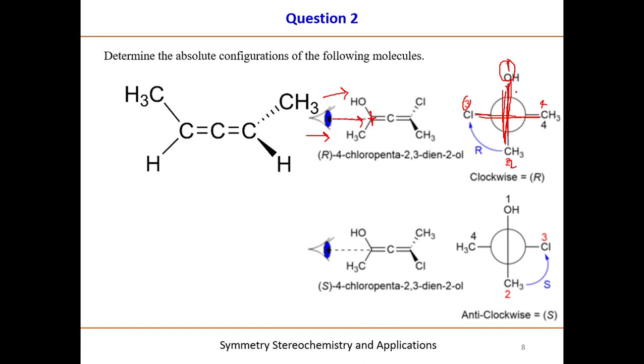Now you can see here 1, 2, 3. It's moving in clockwise direction. Correct? Clockwise direction. So the configuration will become R. Many of you will ask why we are not reversing the configuration, because the least priority group is present on the horizontal line. So it is only for chiral carbons. It's a rule only for chiral carbon atoms.